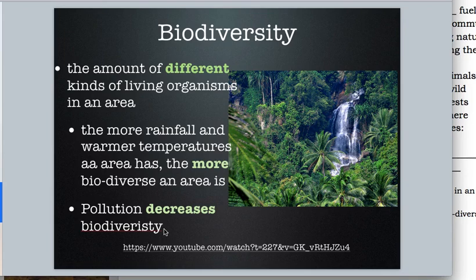Pollution, of course, decreases biodiversity. Okay, so every time we pollute the environment, we put stress on populations of organisms, and their populations decline because of the stress.